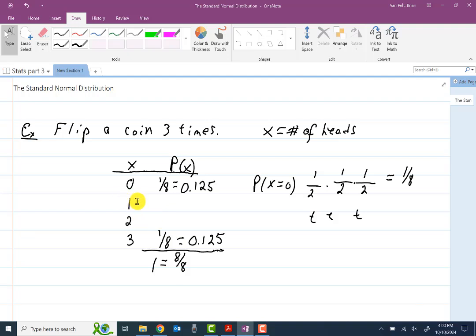And in fact, x equals 1 and x equals 2 will have exactly the same probability, because 1 head is the same as 2 tails. And 2 tails gives you the same values as 2 heads. It's because it's so symmetric that we're going to get this. The 6/8 I'm going to split evenly up into 3/8 and 3/8.